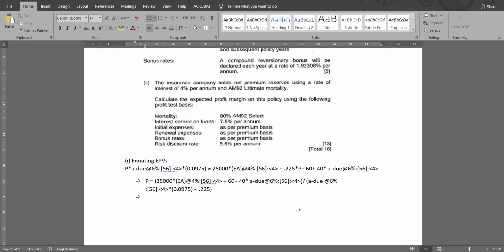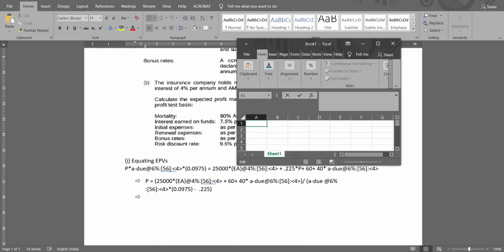Now you can just put it on Excel and find it out using your tables, obviously. So let's just do that. So you get to Excel and you get your tables out. So I have to use what? AM92 select mortality tables here, right? So let's just look at AM92 select mortality.